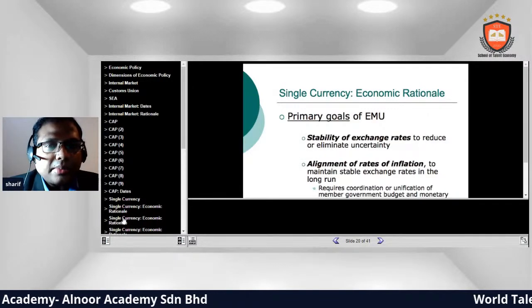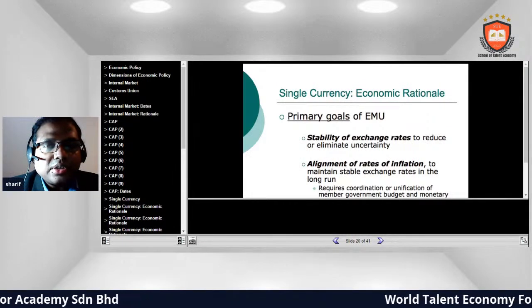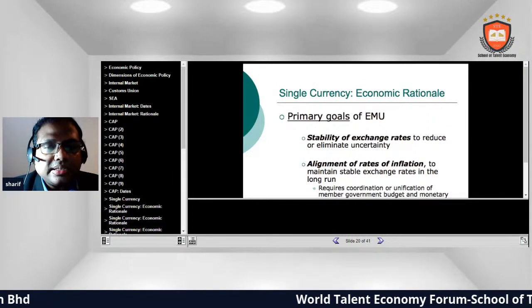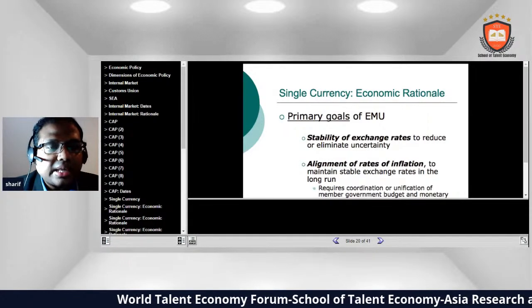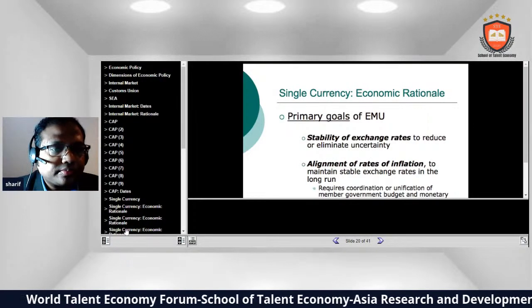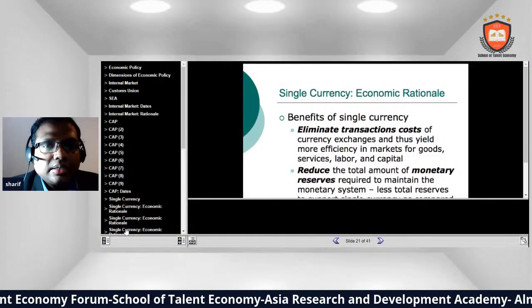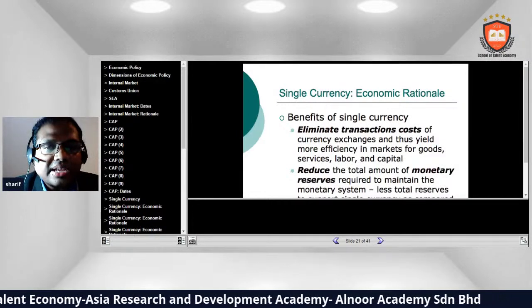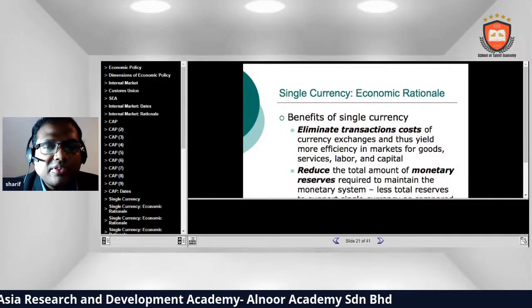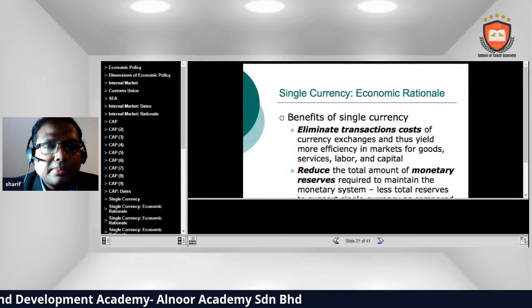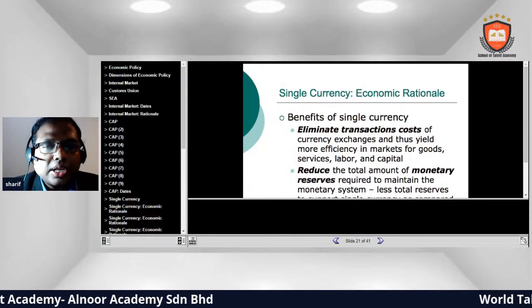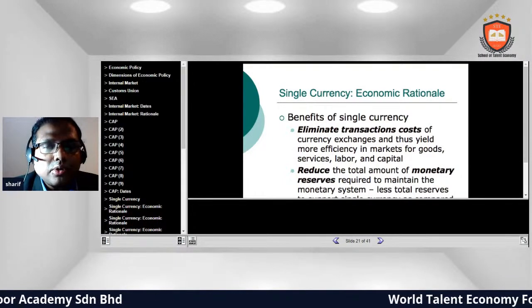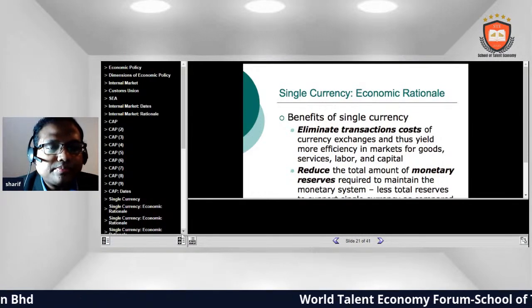The single currency's primary goal of EMU is a stable exchange rate to reduce or eliminate uncertainty, and alignment of the rate of inflation to maintain the stable exchange rate in the long run. Benefit of the single currency: it eliminates the transaction cost of currency exchange and thus yields more efficiency in the market for goods, services, labor, and capital. It also reduces the total amount of monetary reserve required to maintain the monetary system.